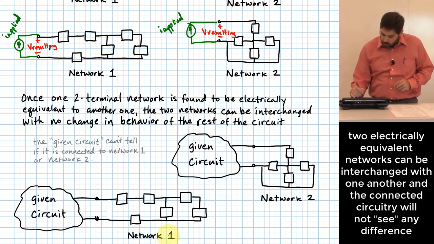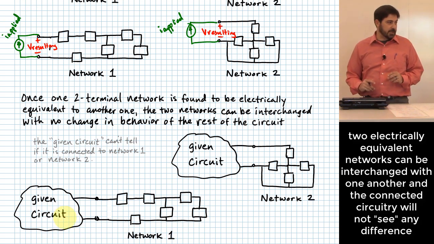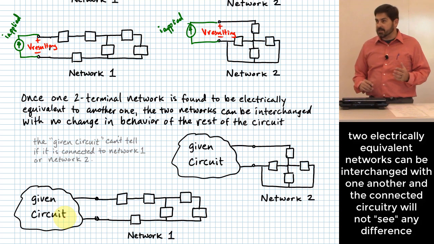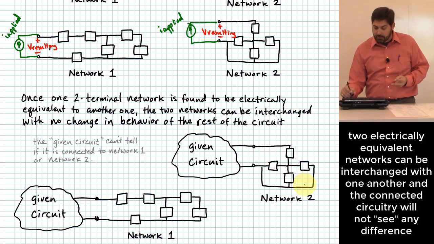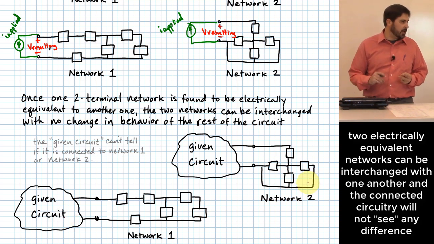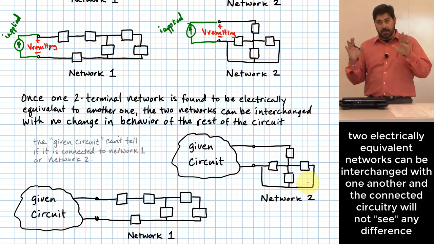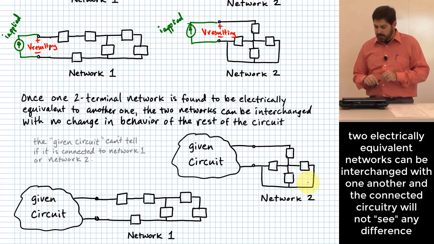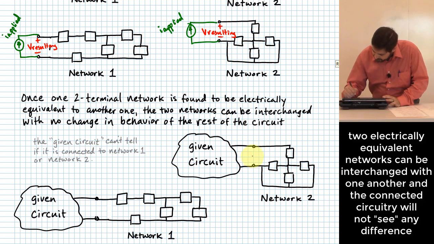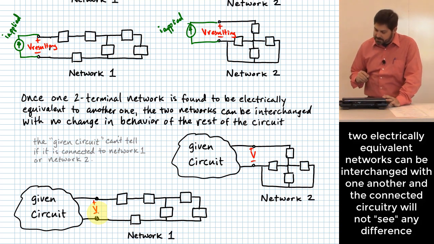If I take network 1 and hook it up to the same circuitry, what we're going to find is that the voltage and the current that you see at the two terminals will be the same regardless of if you hook up network 2 or network 1, because we've seen that network 2 is electrically equivalent to network 1. Okay? So basically what we can say there is whatever voltage we have here is going to be the same voltage we have here. Those will be the same, right?